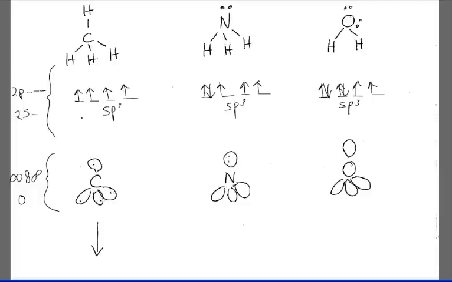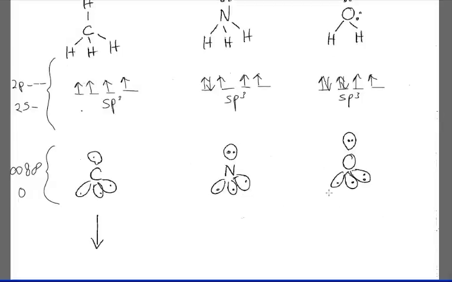Nitrogen has 5, 4, and then the 5th one will pair up, has to pair up. Oxygen has 6, 1, 2, 3, 4, 5, 6. 2 of them have to pair up. So in carbon, there are 4 available for bonding that can share. In nitrogen, there are 3, and in oxygen, there are 2.